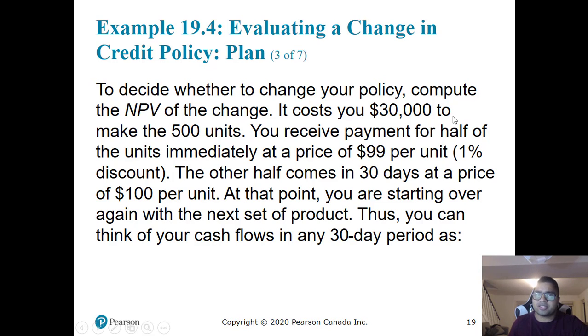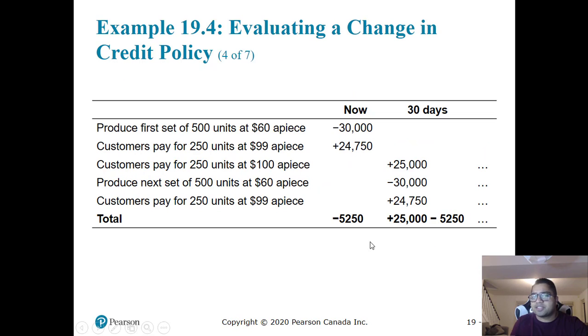It costs you $30,000 to make 500 units, 500 times $60 cost per unit. You receive payment for half of the units immediately at 99 bucks, a 1% discount. Another half comes in 30 days at a price of 100 bucks. At that point, you're starting over again with the next set of product. So you think of your cash flows in any 30 day period. If you're extending credit, how would your cash flow look?